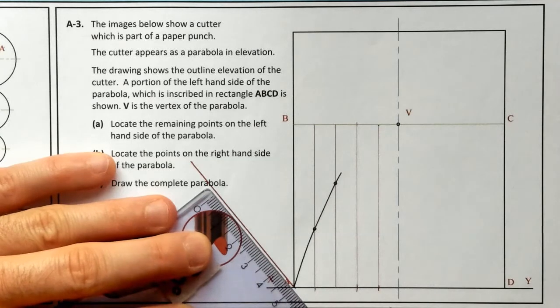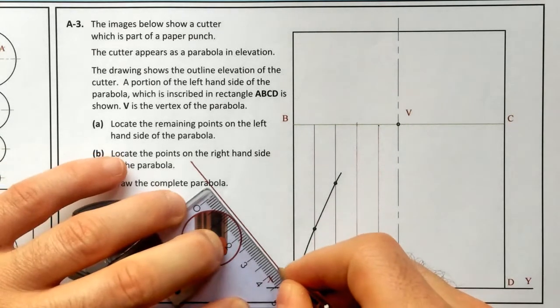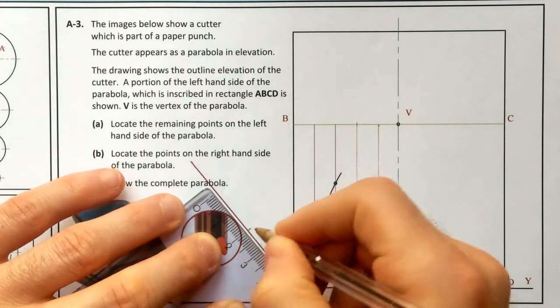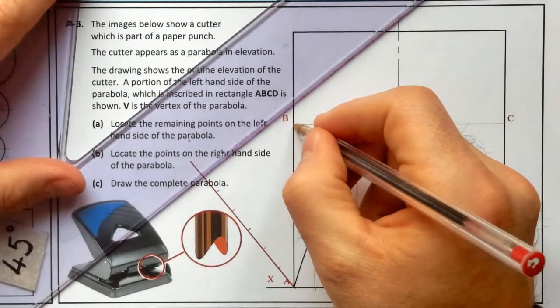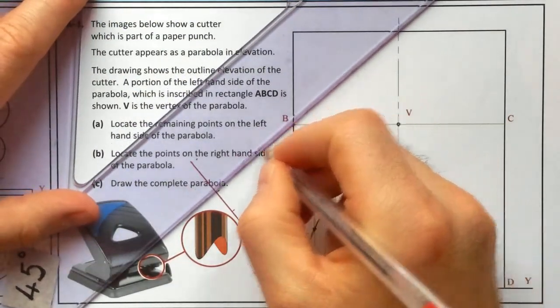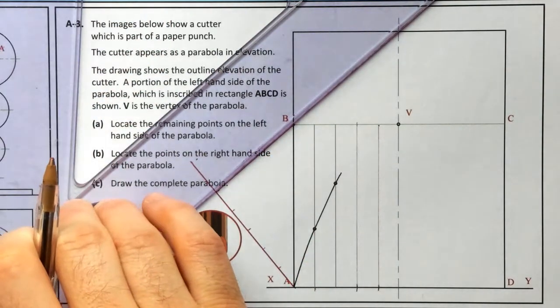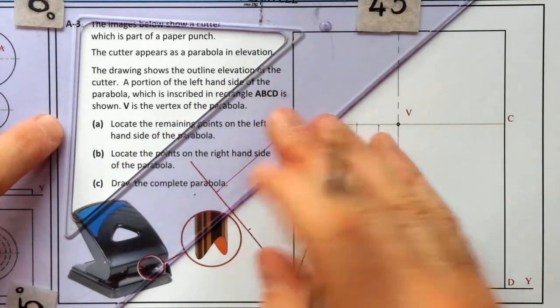So 10 fives are 50, so from 50 I'm going to mark 10s out. So 50 back to 40, 30, 20, 10 and 0. I'm going to connect this up to point B. And from each individual point after that, just a little bit of sliding set squares, division of lines, something you learn in first year.